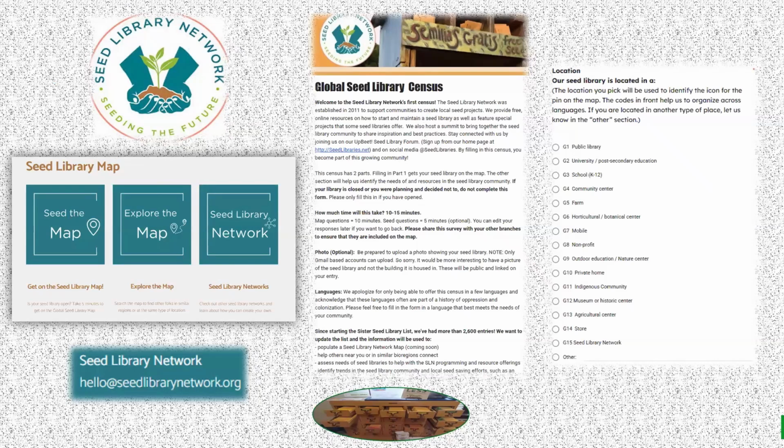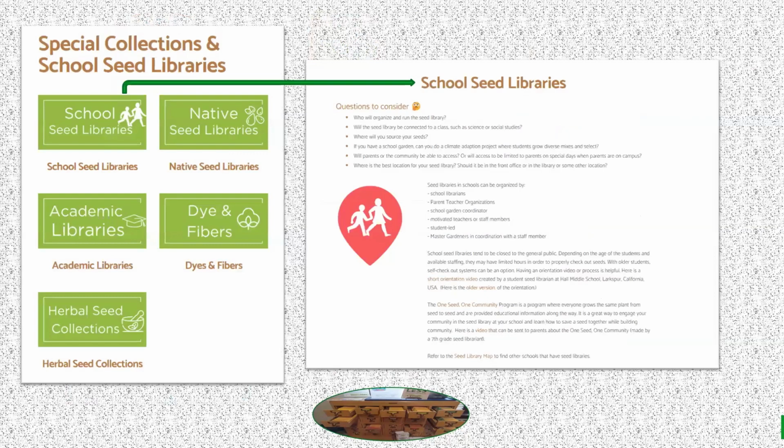They ask all sorts of great questions about what sort of organization, how many people are you serving? And then they have an actual map. So you can physically go and see the seed library map. And this is another great way of finding out who is around you, who is doing this around you. And maybe you want to reach out to them. If you're in a consortium of multiple libraries, maybe you want to exchange resources that way. And then they also have special collections in school seed libraries on the Seed Library Network website.